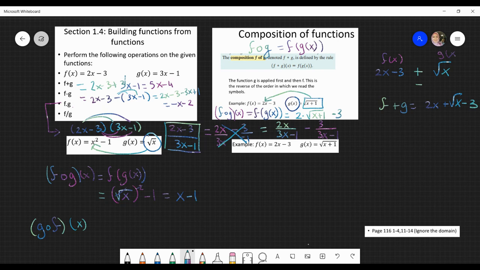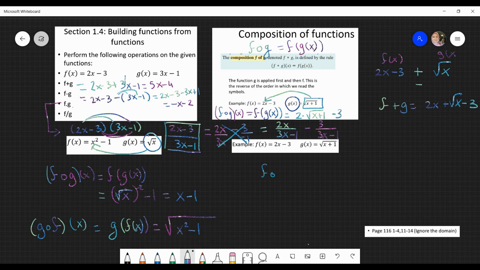If I were to do G of X, it's G of F of X. So take F of X and put it inside the G. So I'm going to take all F of X and I'm going to put it inside the G function. Where? In the input. So I'll take X out and I'll put X squared minus 1.